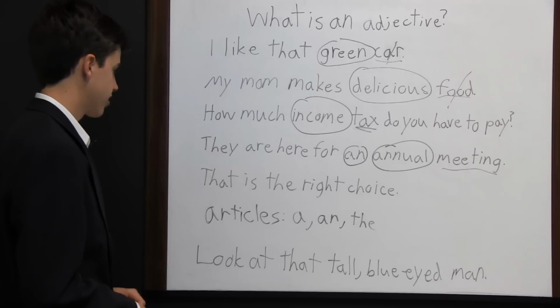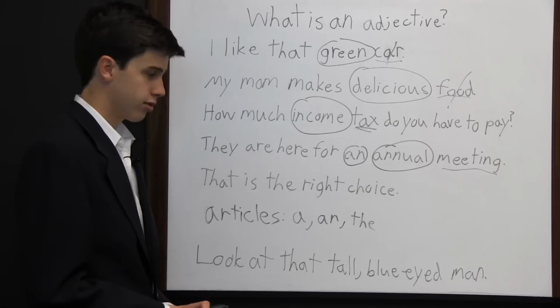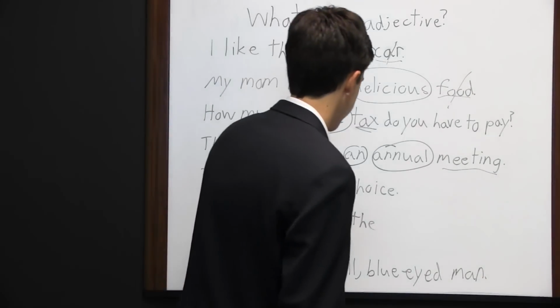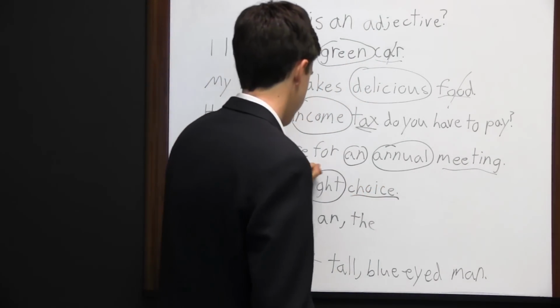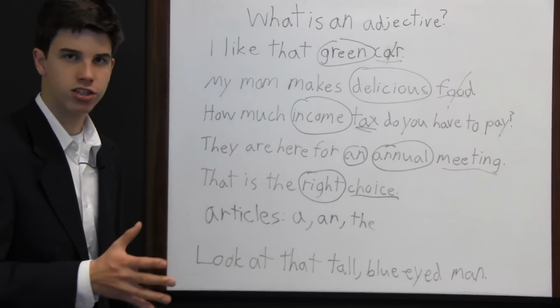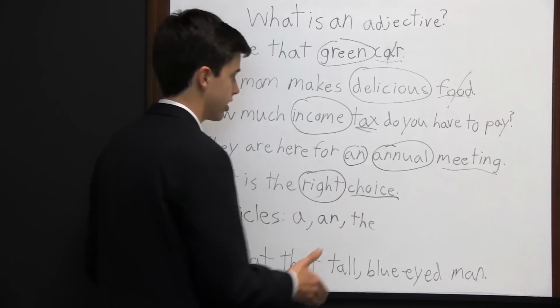All right, let's look at another example, our last example. That is the right choice. So this one's a little bit harder than the other ones, but if you look at choice right here, what word is describing choice? Right is describing choice, because this isn't talking about right or left. This is talking about correct or incorrect. So the author is saying that is the correct choice.